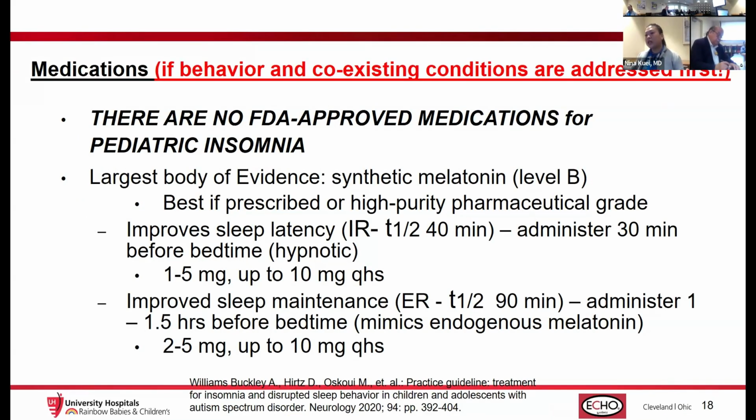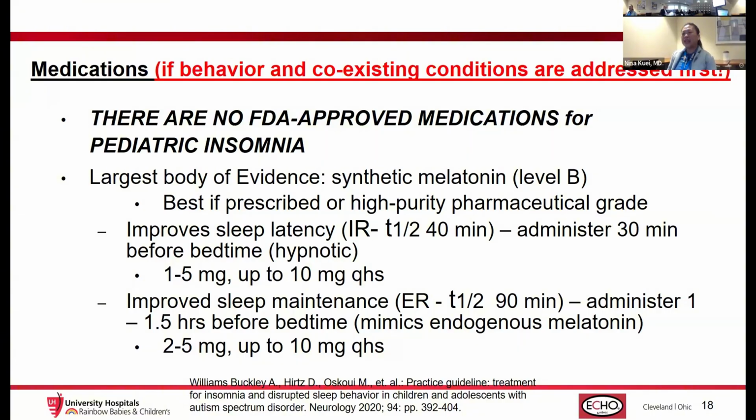And then finally, medications. So if behavior and coexisting conditions are addressed first. So most important is there are no FDA approved medications for pediatric insomnia. That said, the largest body of evidence specifically in the autism community is synthetic melatonin. So if you look at the American Academy of Neurology, they have published practice guidelines for treatment of insomnia in children with autism, and this is a level B recommendation.